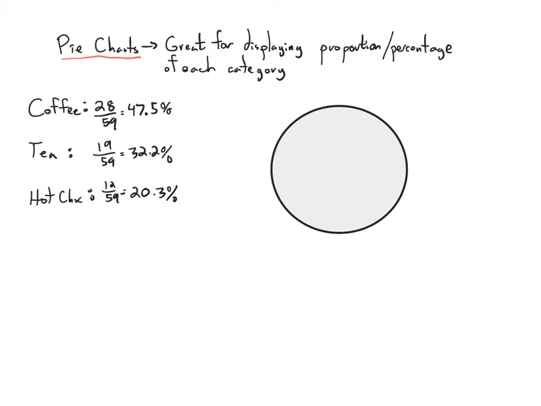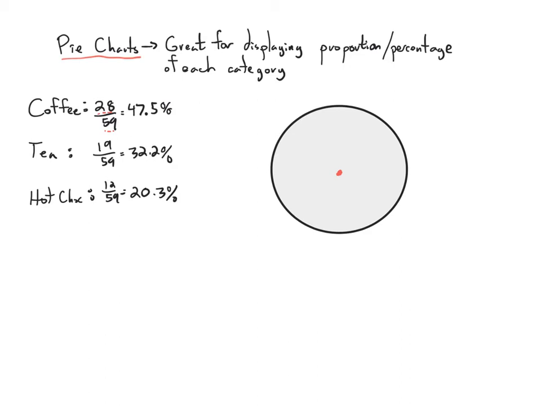So the question is how to figure out what the slices of the pie should be. How big are those slices? So if the number of students, out of the 59 students, 28 of them prefer coffee, that's 47.5%. How can we figure out 47.5% of our circle? Well, kind of the easiest way is to do it as a proportion. So remember that a circle has exactly 360 degrees. So I'm going to show you 2 different ways to do it.